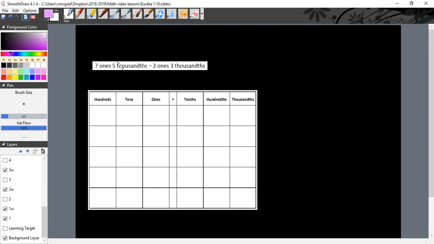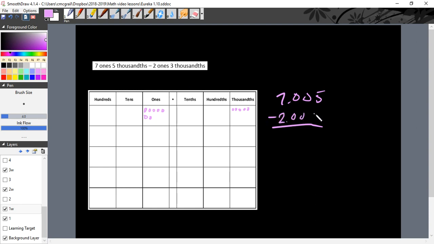Problem 1. 7 ones and 5 thousandths minus 2 ones and 3 thousandths. So today, what I'm going to do to show my work is show my numbers in the place value chart, and I'm also going to write them in the standard algorithm. So 7 ones, there we go, 1, 2, 3, 4, 5, 6, 7. 7 ones and 5 thousandths, 2, 3, 4, 5. And let's write that in our standard algorithm. 7 ones and 5 thousandths, and we're subtracting. Minus 2 ones and 3 thousandths.